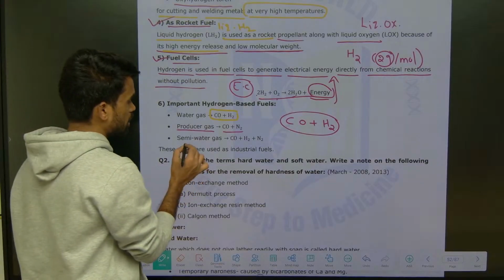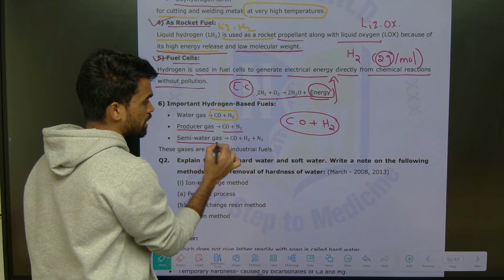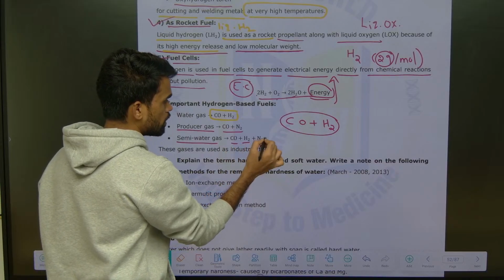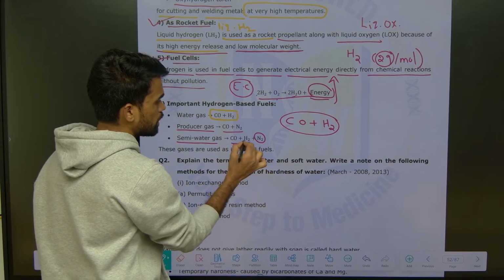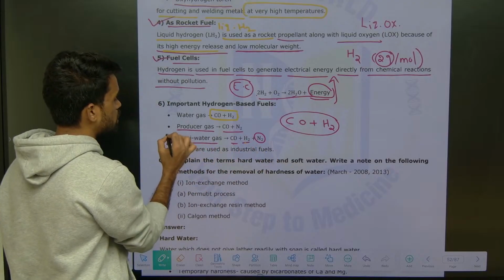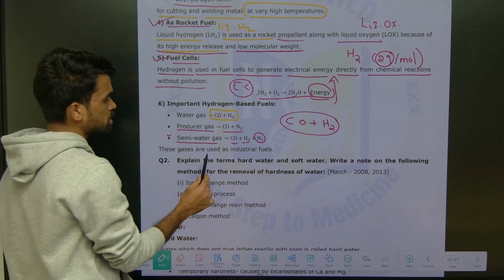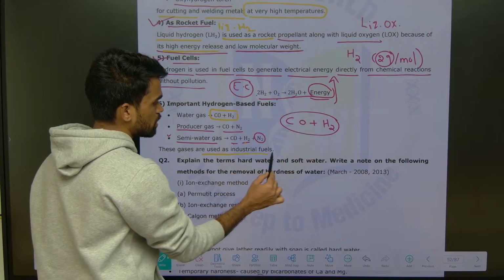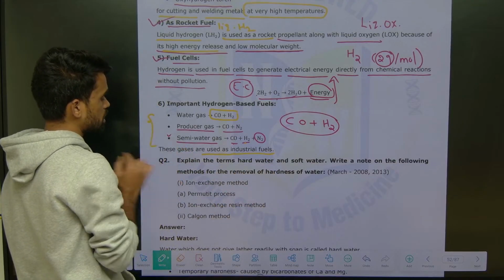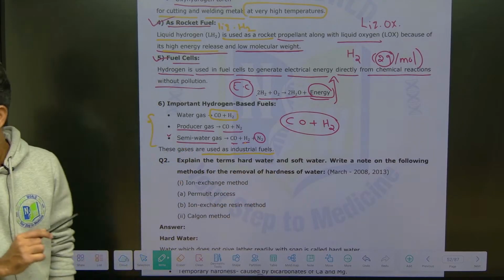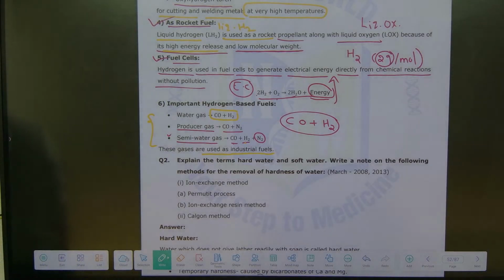And next, semi water gas. What is semi water gas? CO plus H2, and the extra part is N2: CO, H2, N2. This mixture is called semi water gas. These gases are used as industrial fuels, just remember. Let us discuss a few more things.